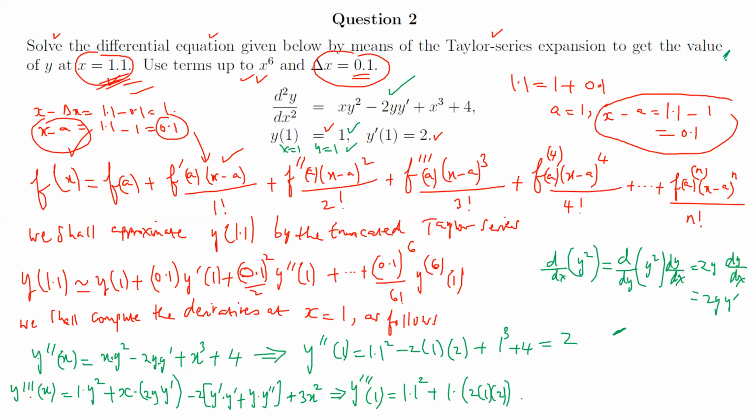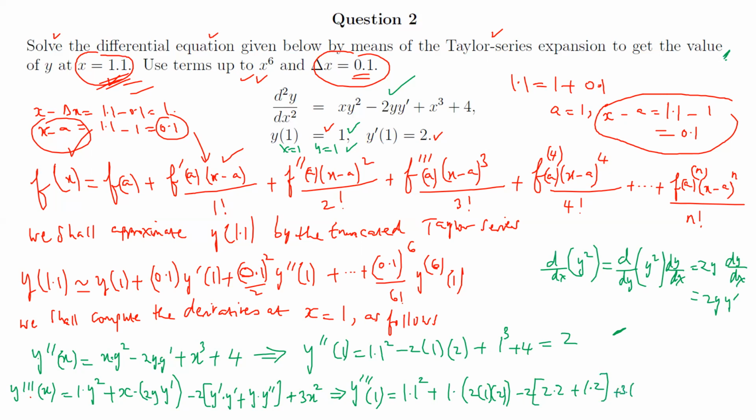Right, we subtract 2 into, what is y primed at 1? It's 2. So we put 2 and then we multiply by 2. Plus y is what? Y is 1, and what is y double primed? We got y double primed from above, so this builds up on the previous. Y double primed is 2 from the previous one, and then we put 3.